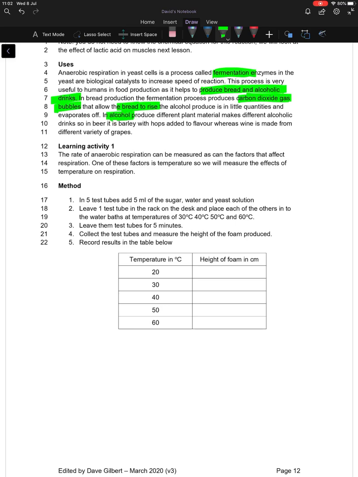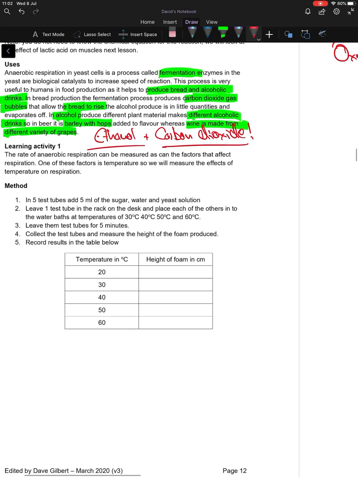In alcohol production, different plant materials make different alcoholic drinks. So, for example, barley makes hops. Obviously, wine is made from grapes. Remember, the key point is you need the ethanol and carbon dioxide. They are the useful products.